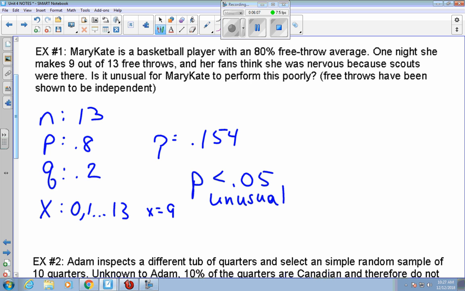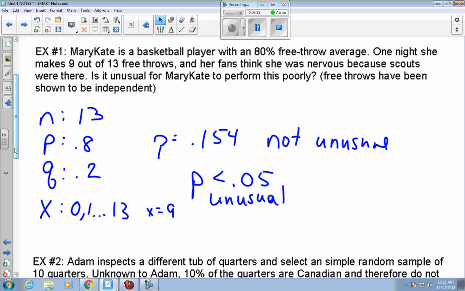Okay? If your p-value is less than 0.05, it's unusual. So is it unusual for Mary Kate to make 9 out of 13 free throws? No, it's not unusual, because it's 0.154. It's unusual if it's less than 0.05. So this is not unusual.